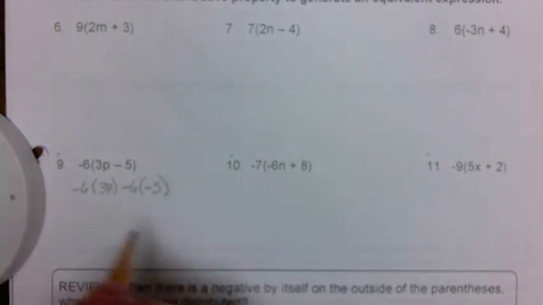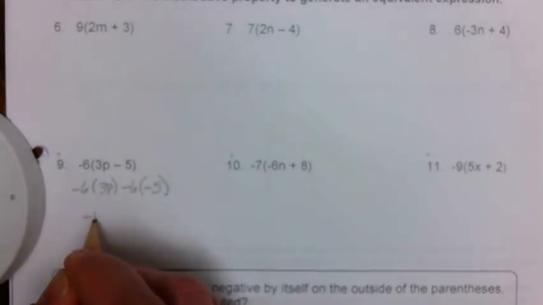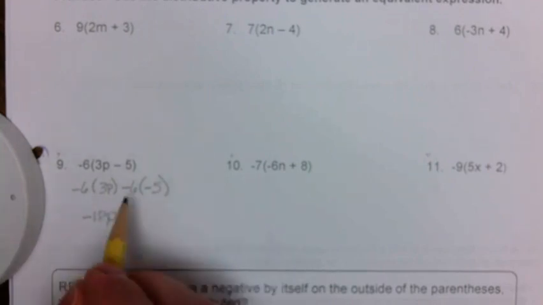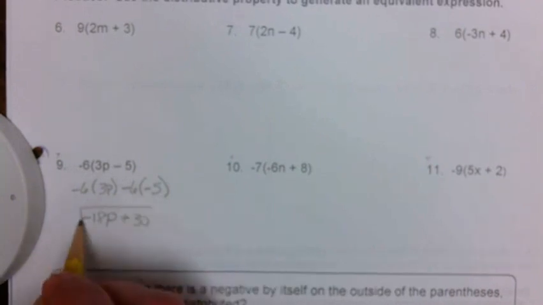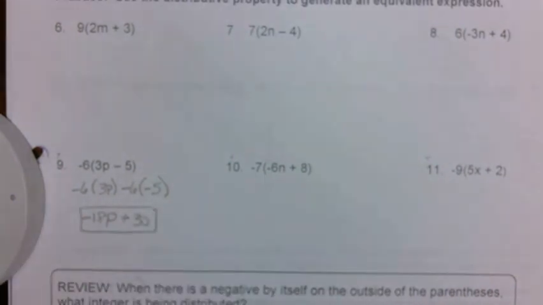When we multiply now, negative 6 times 3p is negative 18p. And negative 6 times negative 5 is positive 30. So the equivalent expression is going to say negative 18p plus 30.